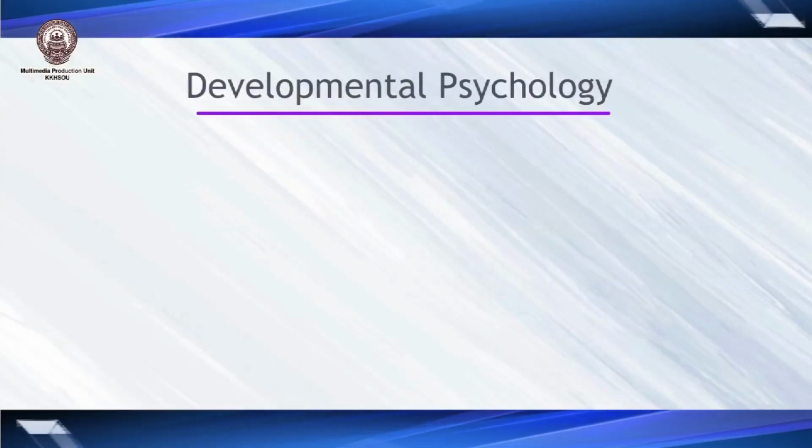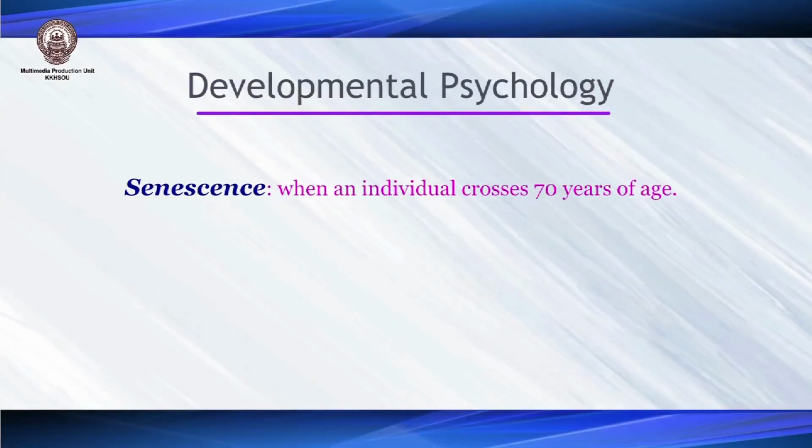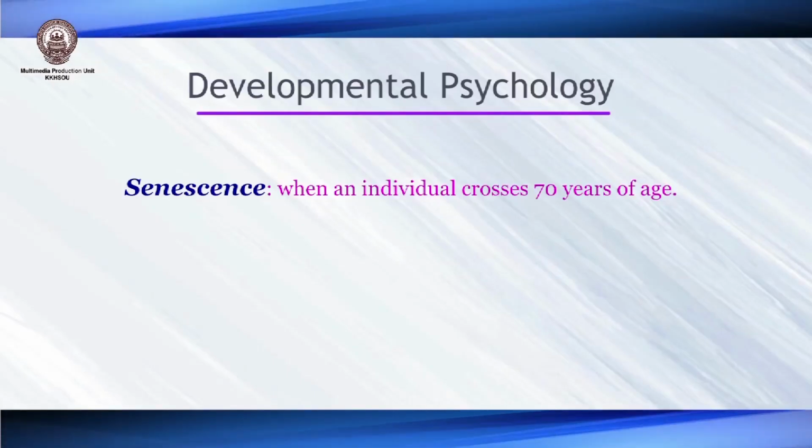Then comes old age, or the senescence stage, when an individual crosses 70 years of age. The cells stop growing and there is deterioration in the bodily functions of a human being. Therefore, these are the various stages of human development, and developmental psychology analyzes the changes in the mind and the behavior of the individual along these different stages of development.